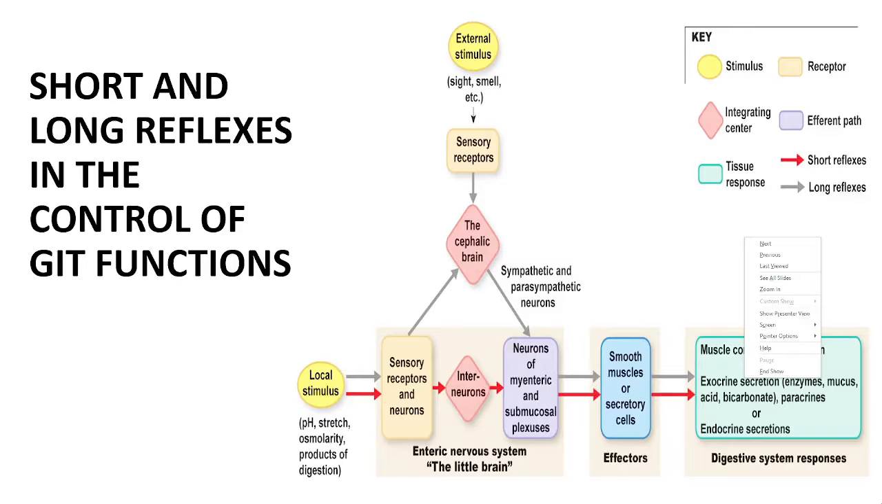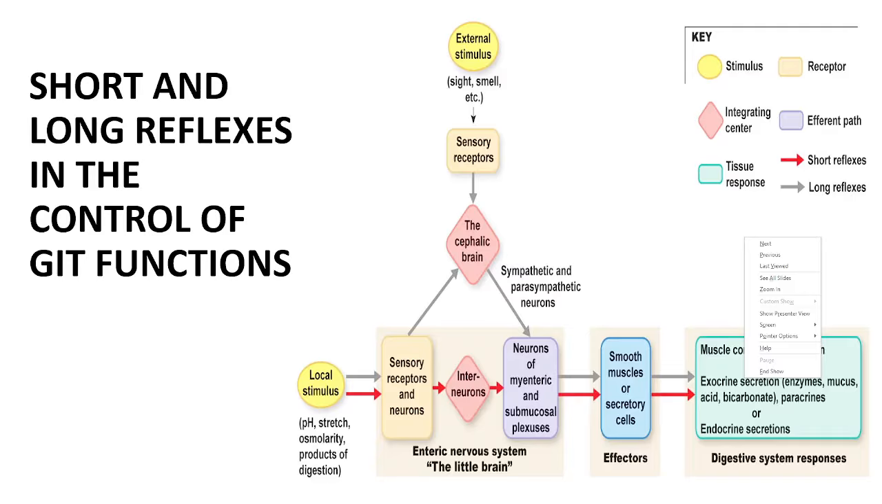with the centers being in the medulla, in the spinal cord, some of them are under the control of even cortex, like for example defecation reflex.